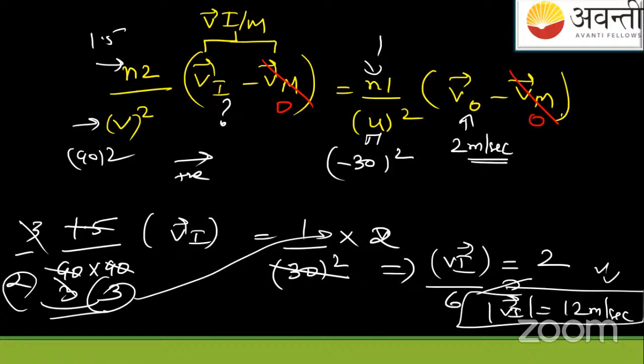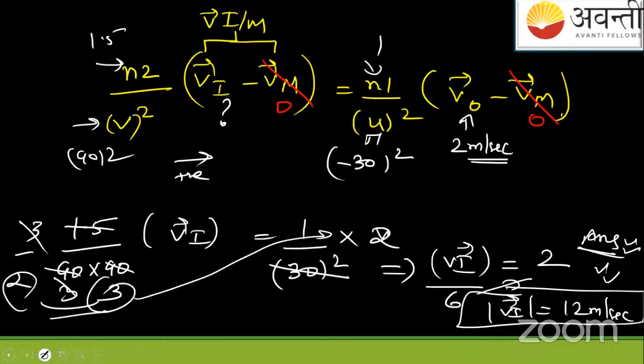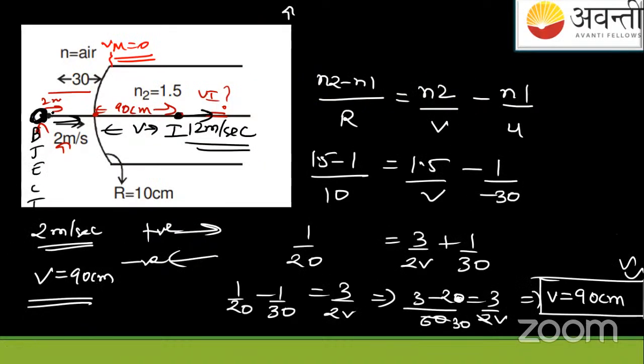Got it? This is your answer. So students, got it? I will say here like this, key: if in this question the object was moving at 2 meter per second, the image will be moving with 12 meter per second, but far, not towards the object, that is away from the object, because the magnitude is positive. And it's logical also.